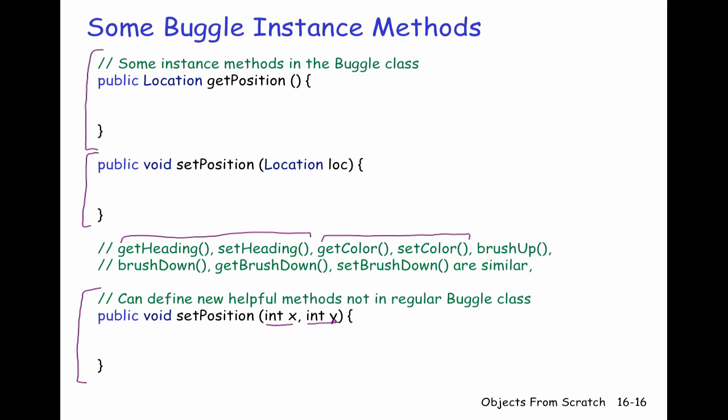And let's also emphasize that in Java, it is possible to write numerous methods that have the same name, but differ in their types. So for instance, here we have two setPosition methods, one of which takes a single argument that's a location, and the second of which takes two arguments that are two integers. And that's just fine in Java. It can distinguish them by the number and types of their arguments. Now, what I would like you to do right now is to pause this screencast and to write on a piece of paper the implementation of these three instance methods.